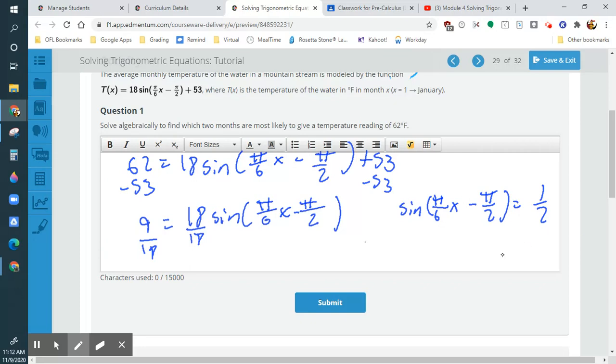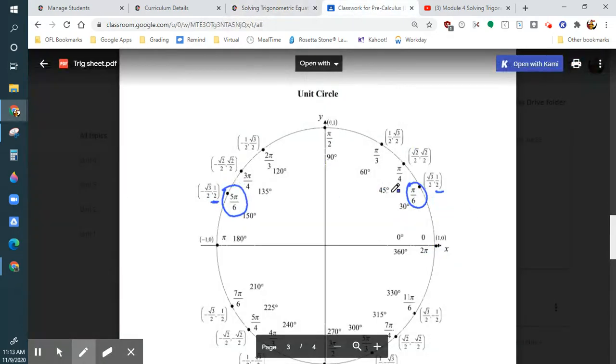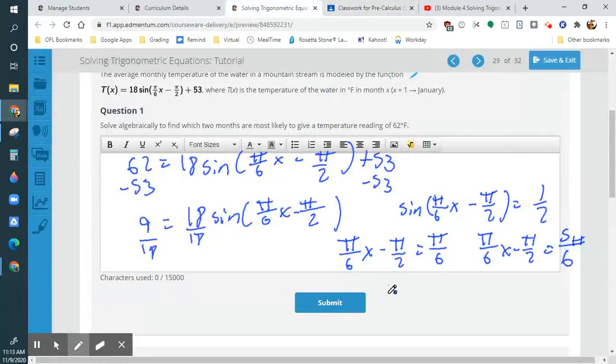So if we do the sine inverse of both sides, we're going to get pi over 6x minus pi over 2 equals, the first one was, oh, I already forgot, pi over 6. And the second one was pi over 6x minus pi over 2 equals 5 pi over 6. So both of these are our answers. We just have to figure out the month now.